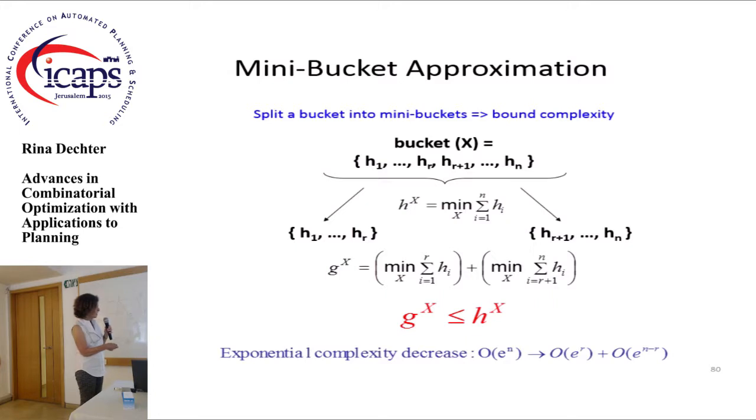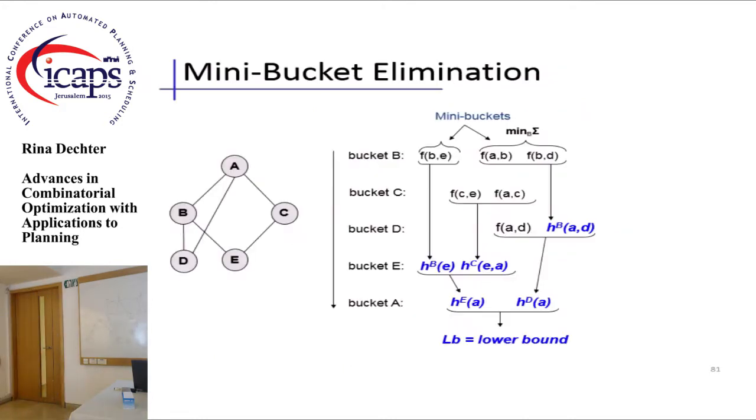Namely, instead of computing this function, we will compute a function over this subset of variables, a function over this subset of variables, and then merge and get some approximation. If you look carefully, you can see that this process generates a lower bound. So we wanted to compute h, and by doing that, we are computing another function, and it's possible to show easily that it's a lower bound. We are computing something that is smaller than the original value by value, because we are putting the minimization inside the summation. We allowed ourselves to put minimization over X inside, and it's possible to realize that. Okay, so that's good.